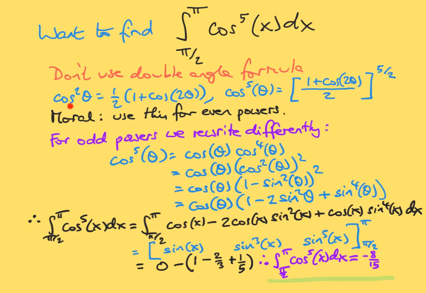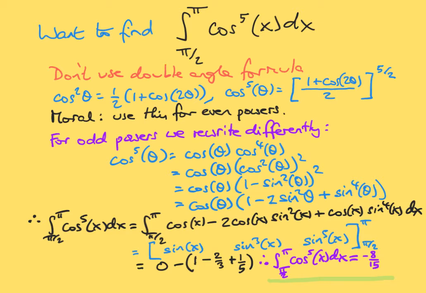So the moral is we use the double angle formula for even powers, and for odd powers we have to do something different. What we do is strip off 1 power of the cosine. So we have the cosine multiplied by an even power of the cosine. And we still do not use this formula here. Instead, we say this is cos squared theta all squared, and then we can rewrite this as 1 minus sine squared, from our standard result that cos squared plus sine squared is 1.